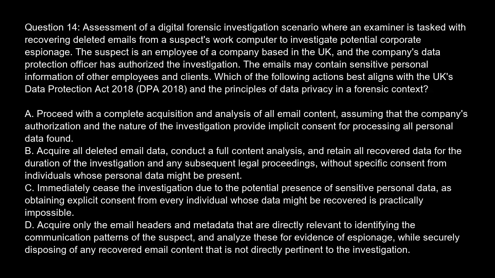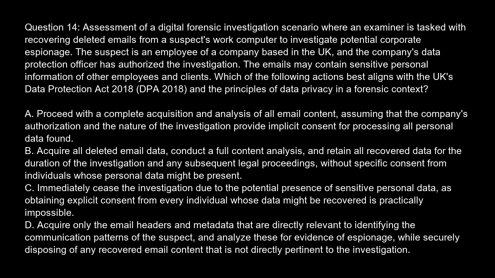Question 14. Assessment of a digital forensic investigation scenario where an examiner is tasked with recovering deleted emails from a suspect's work computer to investigate potential corporate espionage. The suspect is an employee of a company based in the UK, and the company's data protection officer has authorized the investigation. The emails may contain sensitive personal information of other employees and clients. Which of the following actions best aligns with the UK's Data Protection Act 2018, DPA 2018, and the principles of data privacy in a forensic context?